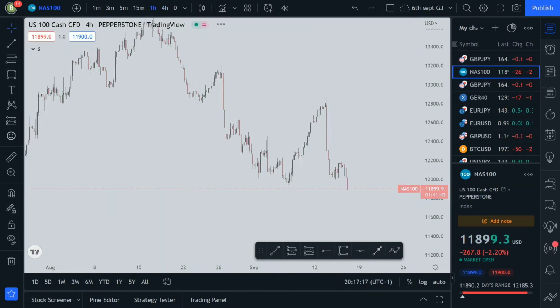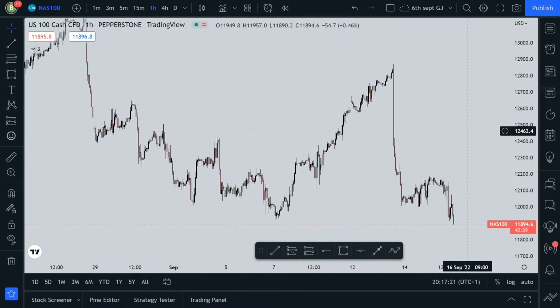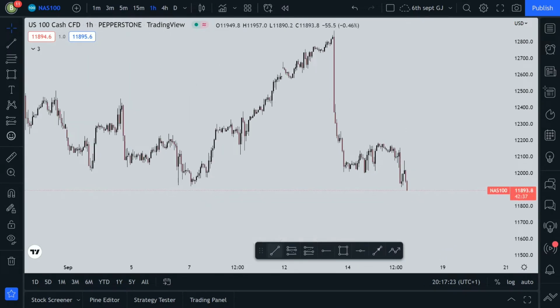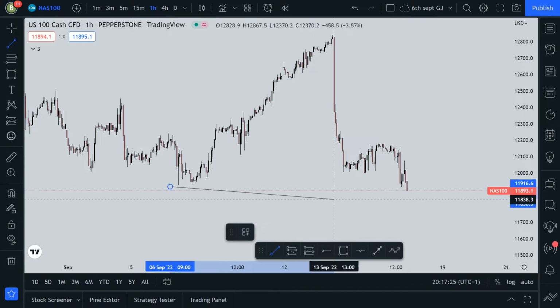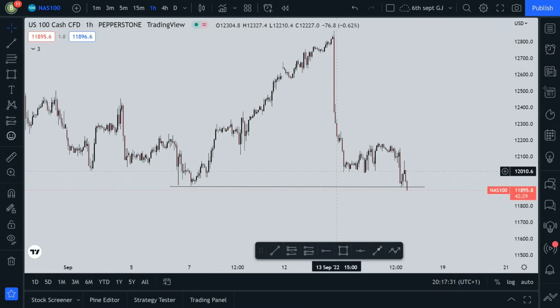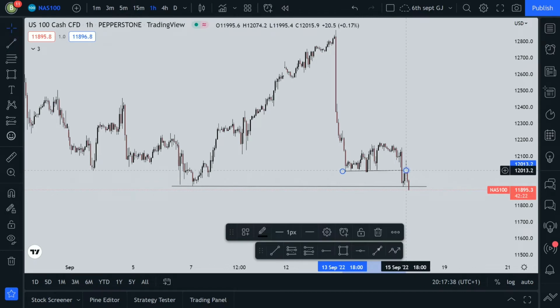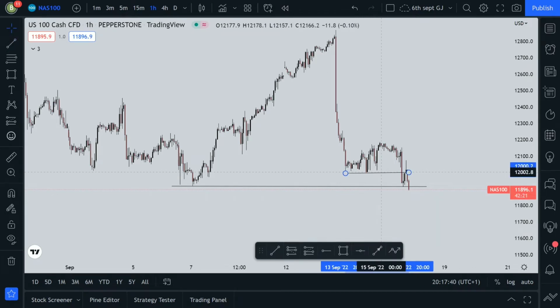So I was on NAS 100 and I just did my normal top-down analysis, and I did spot these two levels here. I spotted this price level here, and I did spot this price level here. So these were the two levels that I spotted, this level number one and the second one. These were the two levels which I spotted in the price.